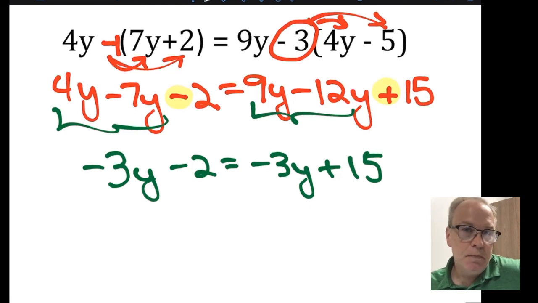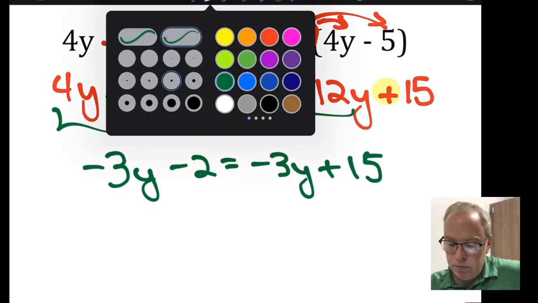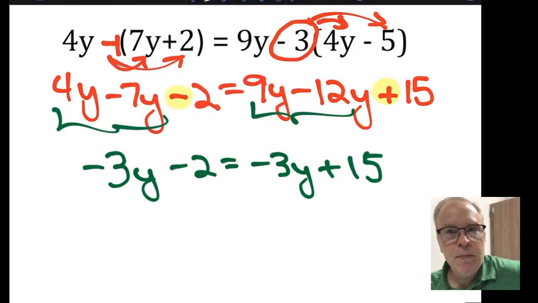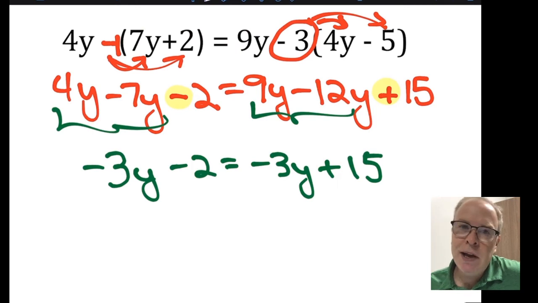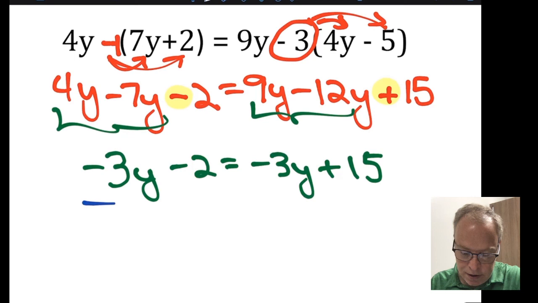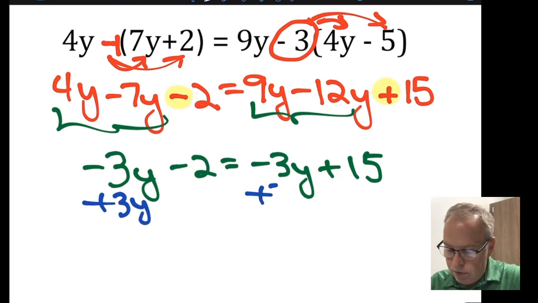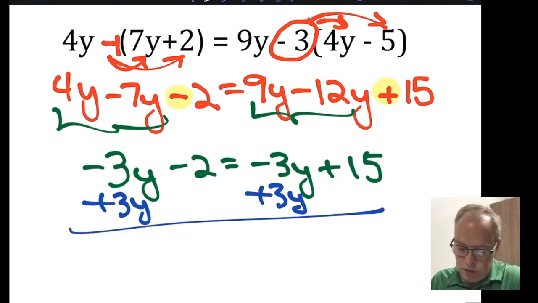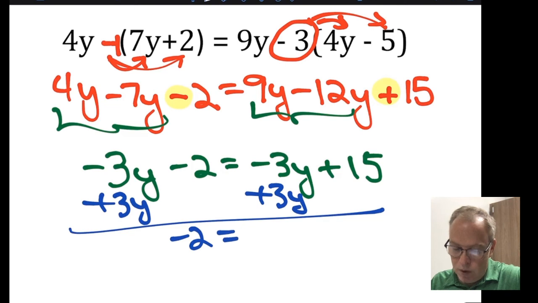Okay, so you're pretty happy just going about your merry way here. And then you look back in your notes and you say, well, Mr. White told me I should deal with the variables first. Always deal with the variables first. So let's do that. I see negative 3y there. Okay, great. Let's add 3y. Add 3y equals minus 2 equals what?